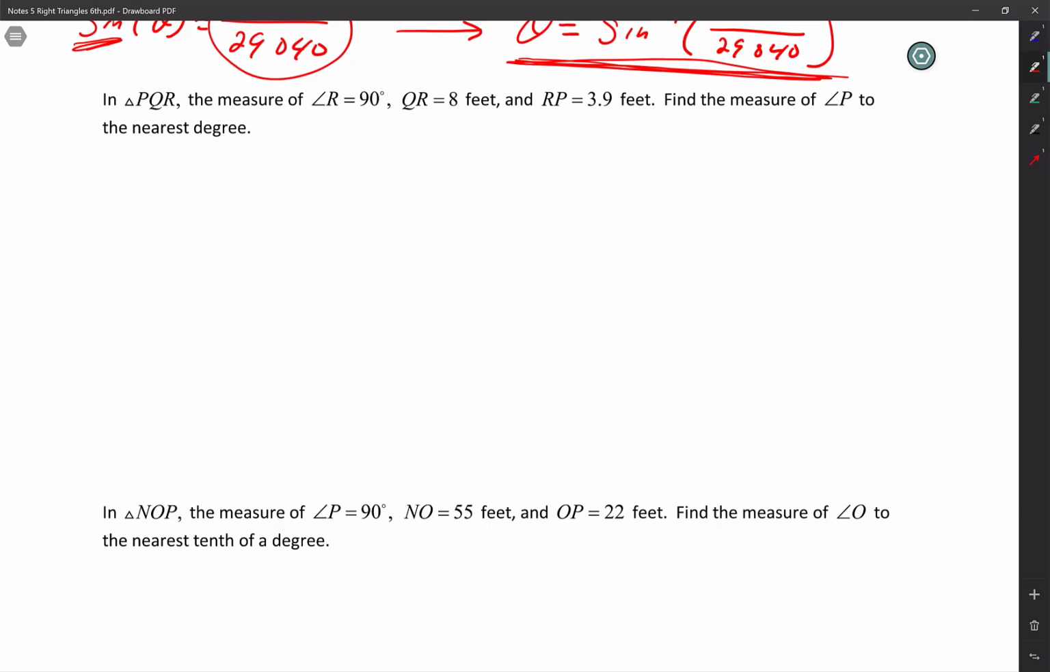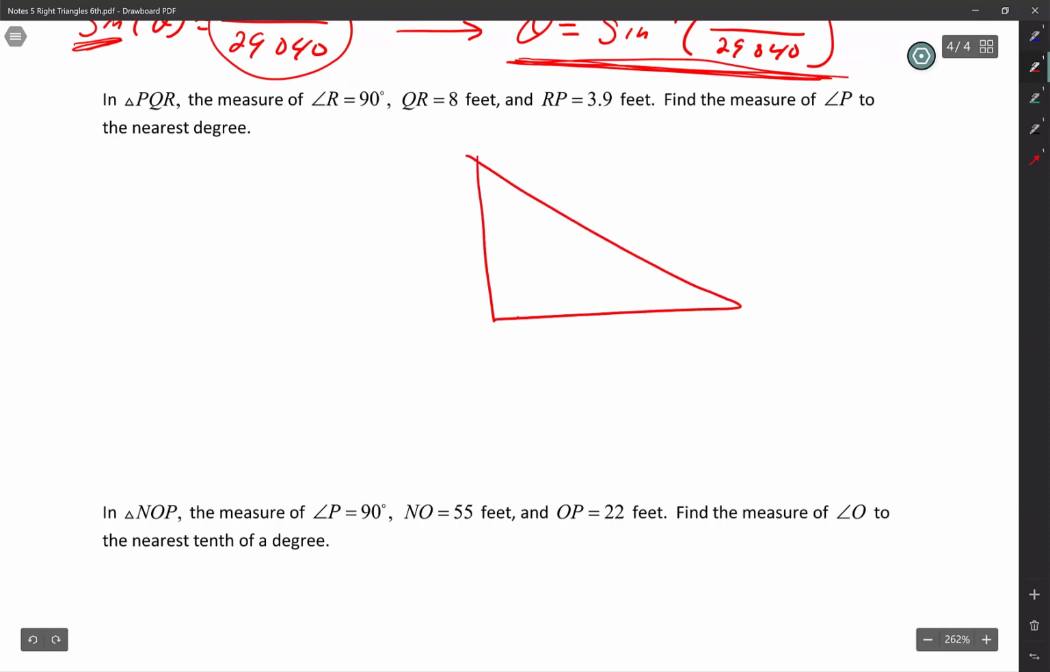Let's keep going, guys. So this one, we're doing the same thing. It says in triangle PQR, the measure of angle R is 90 degrees. So let's draw a triangle, not to scale. Here's angle R, and then I'm gonna do P here and Q here. It doesn't matter what letter is what. QR is 8 feet, and RP is 3.9. Find the measure of angle P to the nearest degree. So here's angle P.